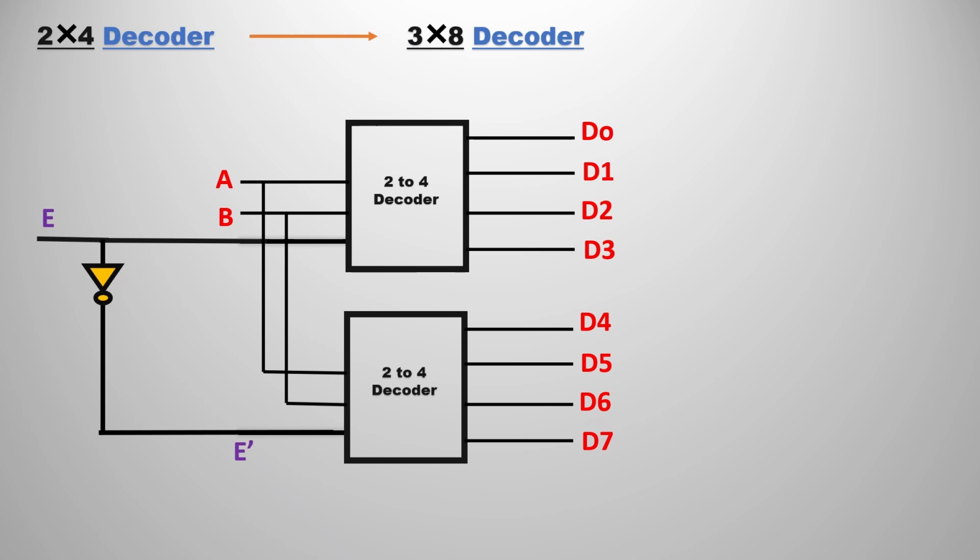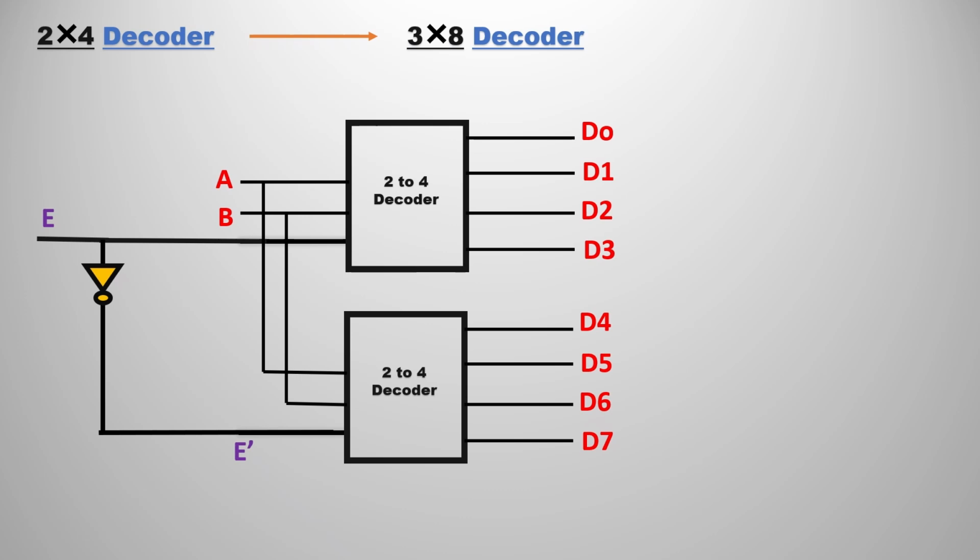Suppose you have AB as 0 0, and enable is also 0, then you are going to select D0. If enable is 0 only, now you are going to change AB to 0 1. As enable is 0, you write EAB, so 0 0 1, that is D1. Next you change AB to 1 0, so we represent that output as EAB, 0 1 0, that is 2, D2. If AB is 1 1, then E AB is 0 1 1, that is 3, so D3 will be selected automatically. If enable is 1, then you are going to select the second one, that is E bar.